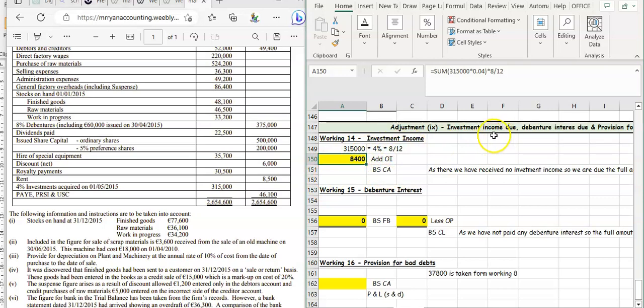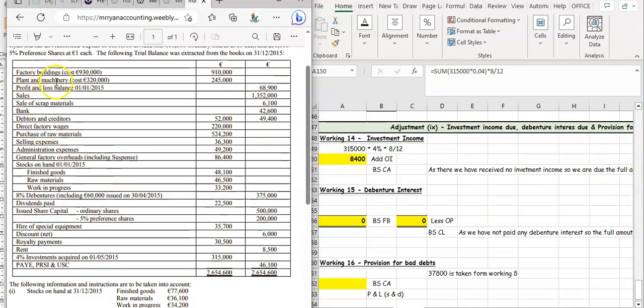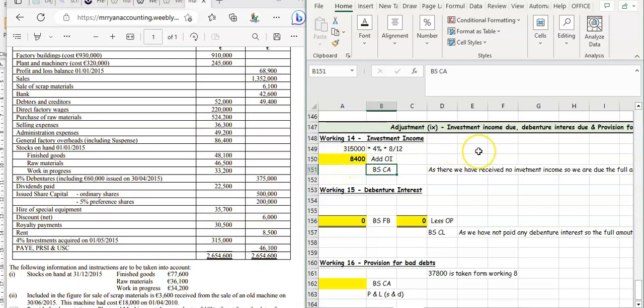Because we're calculating investing income due, we're just going to have a quick scan of the trial balance to see if you received any investment income. So as we scan down, I don't see any there. So if there's none there, then that 8,400 will also go into your balance sheet as a current asset. If there was investment income here, we need to take that away from the 8,400 because that's how much we received. And that figure then will go into your current assets in your balance sheet.